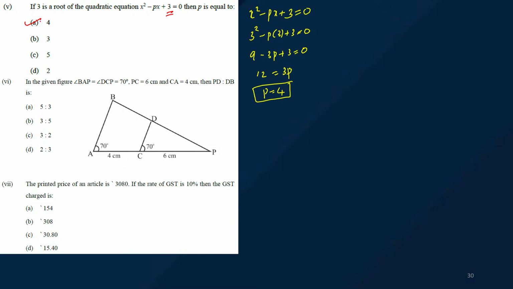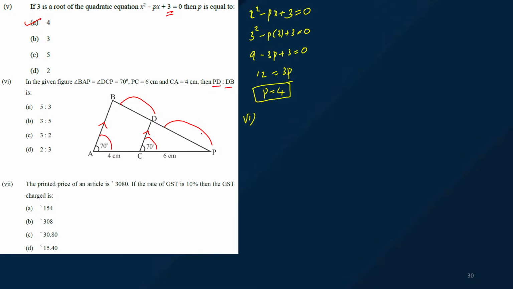Okay, so next one is question number 6. Look at this very carefully. The sixth question. In the given figure, angle BAP is equal to angle DCP. Since these two angles are equal to each other, I can easily say that these two lines are parallel to each other. So once I know they are parallel, I can definitely apply BPT, right? You are asked to find PD is to DB. PD is this and DB is this, right?